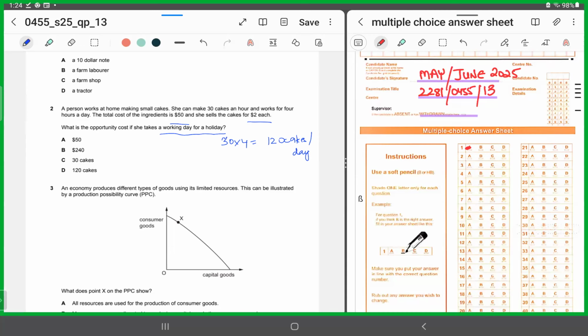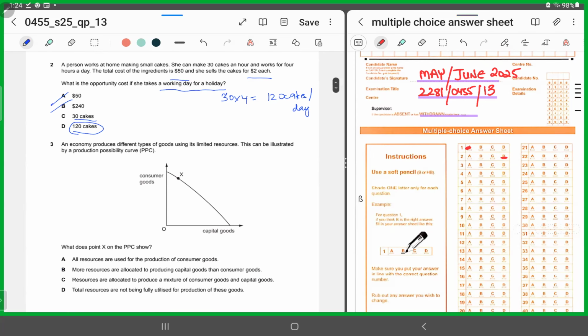So we'll chop off A and B. They are all incorrect. 30 cakes cannot be because she produces 120 cakes in a day. So the opportunity cost of taking a day off rather than working would be the cake she could have been producing instead. So therefore, the correct answer is D. She will shade in D as the correct answer. I hope this is clear. All right, MCQ number 3.